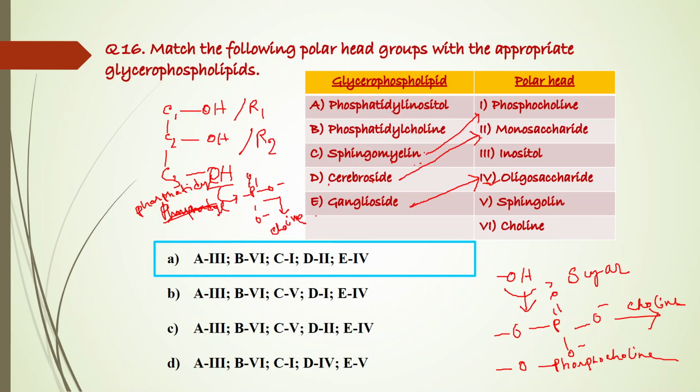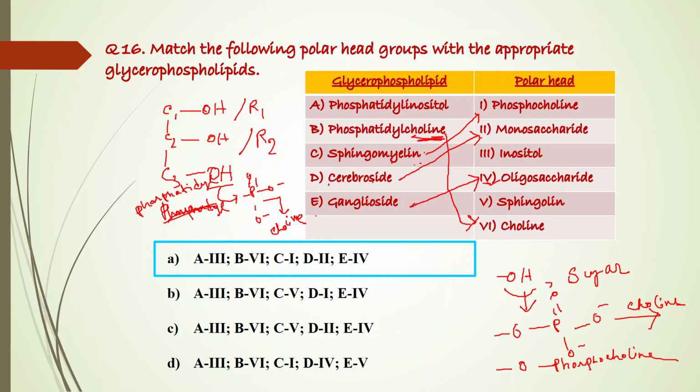In this case, for phosphatidylcholine, it can clearly be understood from its name that for attaching we are using choline molecule. To phosphatidyl we are actually attaching choline. So our option B matches with option number 6 at right hand side.